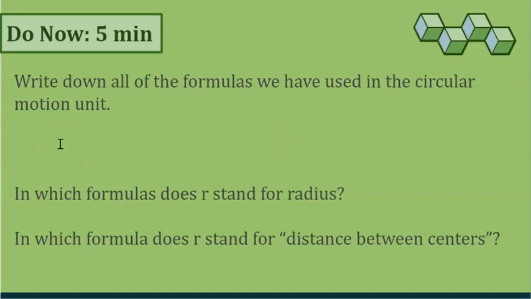So for the do now, I'm asking you to write down all of the formulas we have used in the circular motion unit. You can take out your reference guide and see what you can find. There should be 4 of them. And then write down in which formulas does R stand for radius. So it is actually 2 formulas that we have. And then in which formula does R stand for distance between centers. So you can pause the video here and fill in your do now.